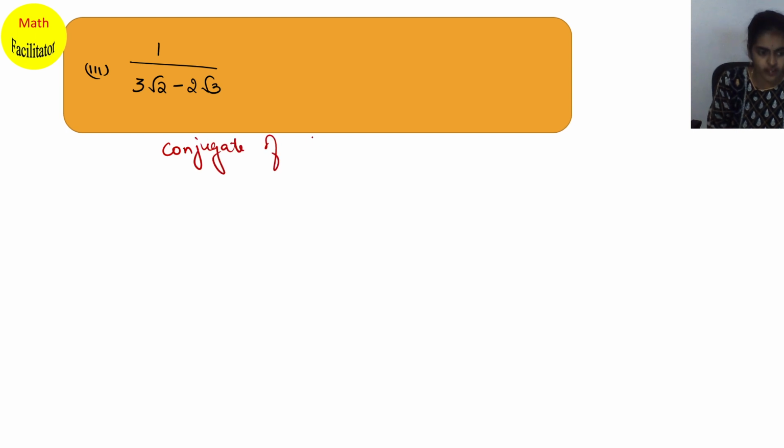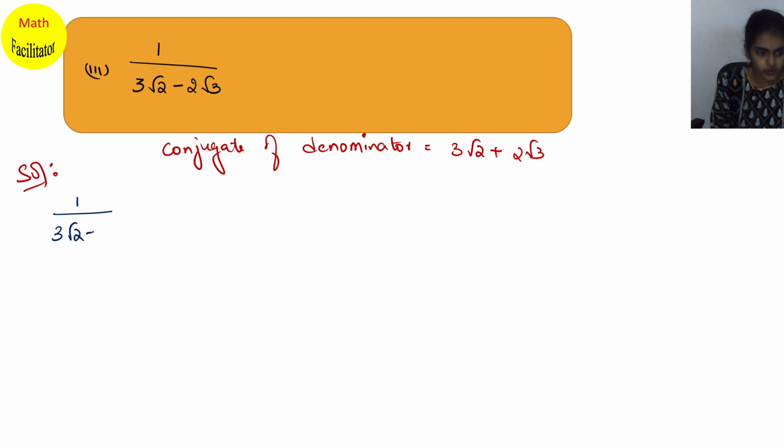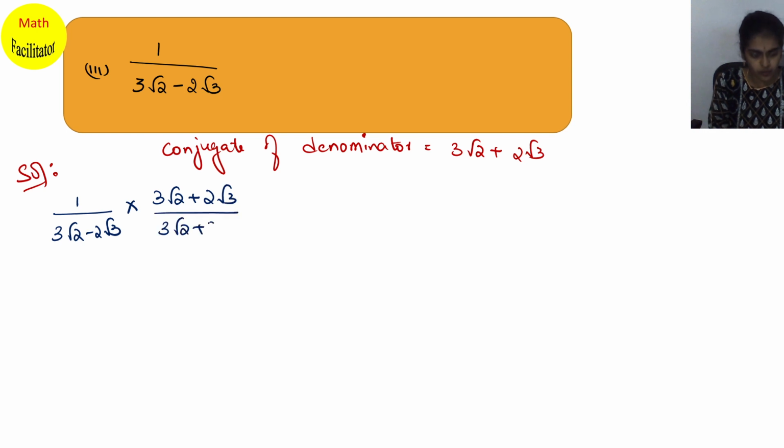Conjugate of denominator is nothing but 3 root 2 plus 2 root 3. Okay, I have a minus here, so I am taking plus. Okay, so let's do the solution now. So what we are going to do is 1 by 3 root 2 minus 2 root 3, multiply and divide by 3 root 2 plus 2 root 3 divided by 3 root 2 plus 2 root 3.